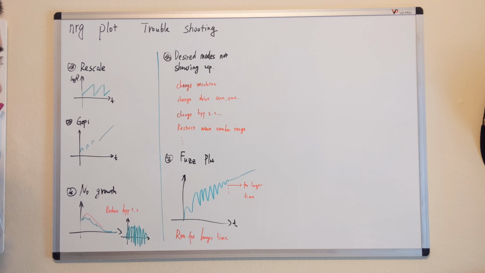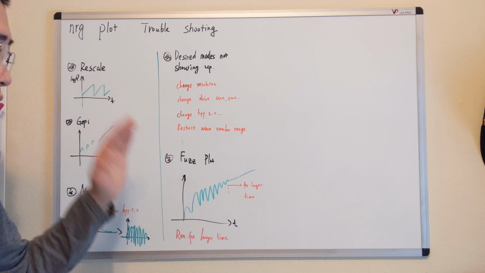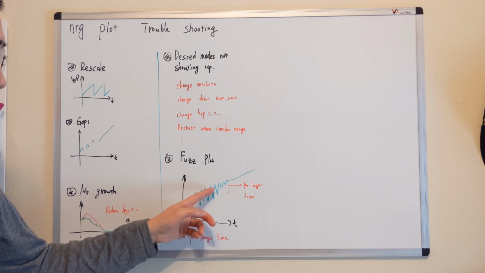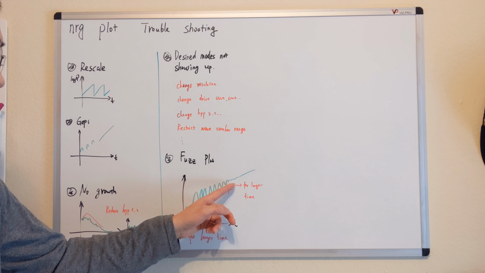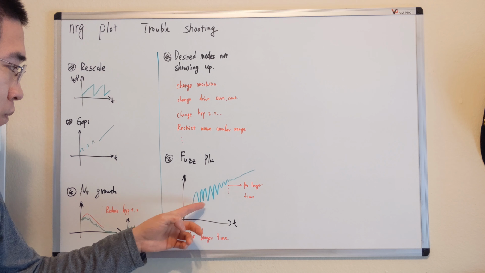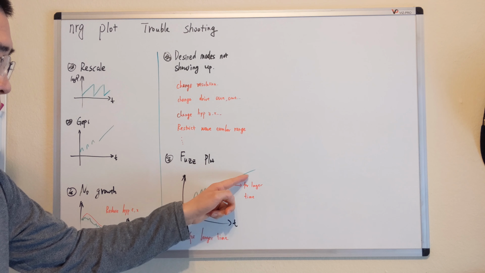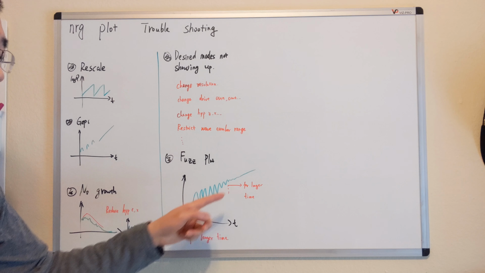And sometimes you have a fuzzy plot. It's really fuzzy and doesn't converge. Basically, it's two modes with very similar growth rates competing. So what you need to do is just run for a longer time. If you run for longer, you end up finding that one of the modes will survive.